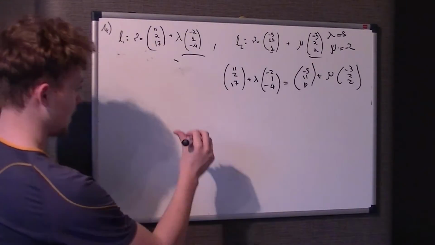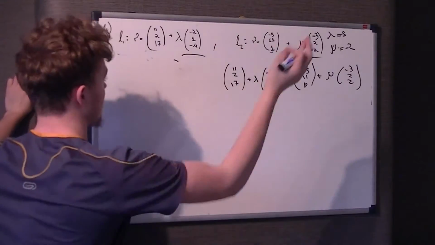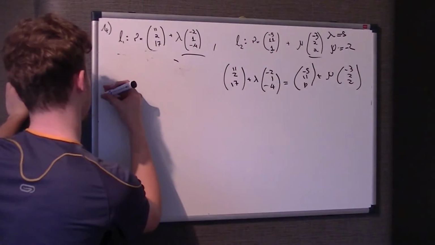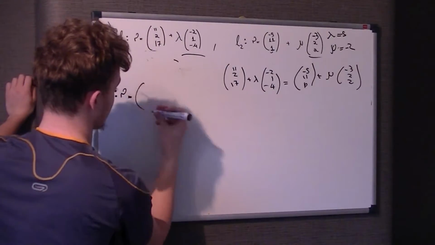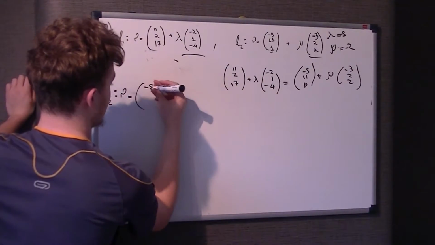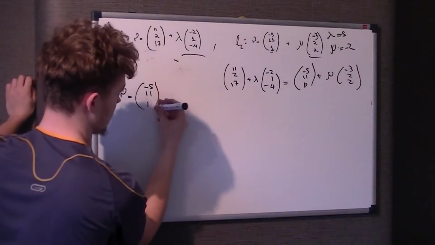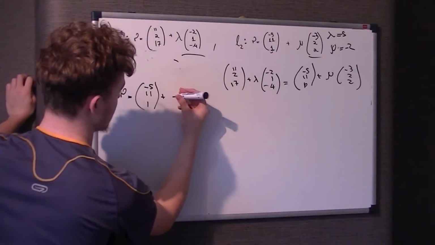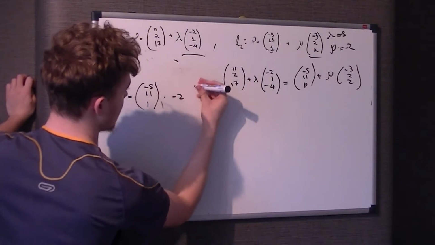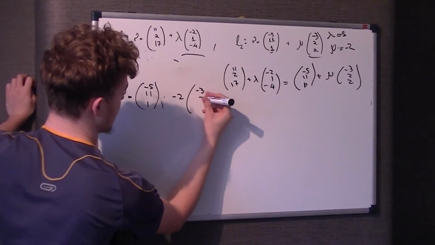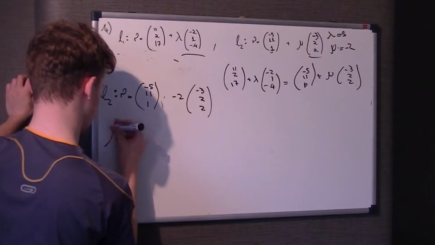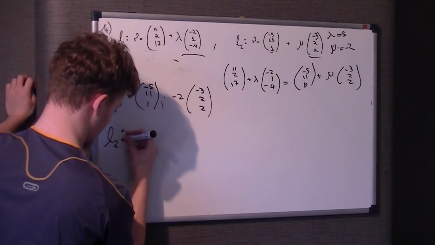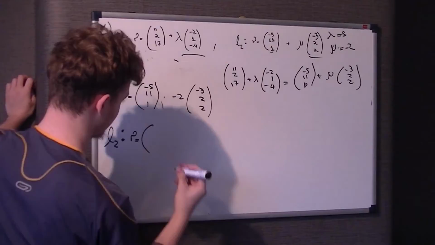But anyway, beside that, as I said, it doesn't matter which line you choose, I'm just going to choose line 2. The position vector, which is the point of intersection, is minus 5, 11, 1, and we're adding mu, which is minus 2, so in other words we're taking away 2 lots of minus 3, 2. So it's just a case of doing your standard multiplication out and subbing it up.